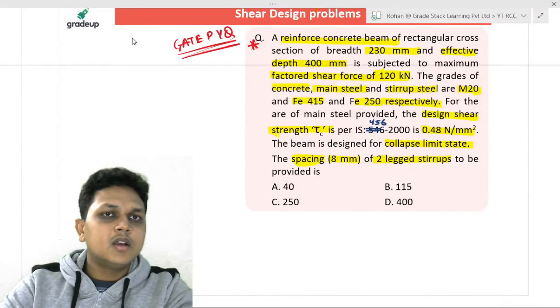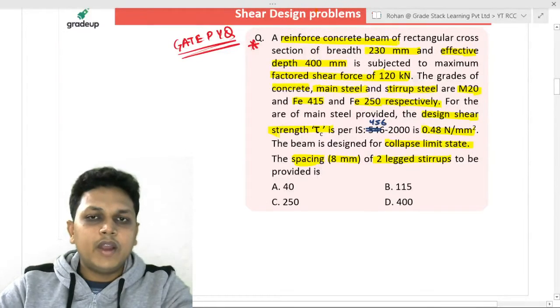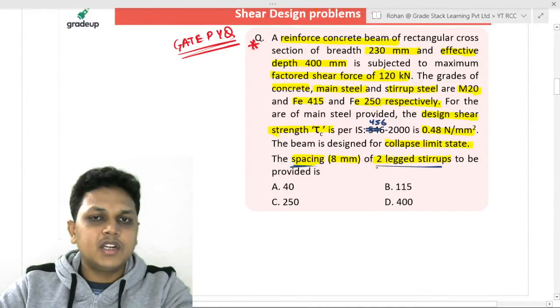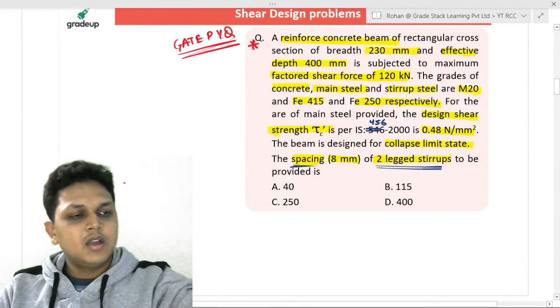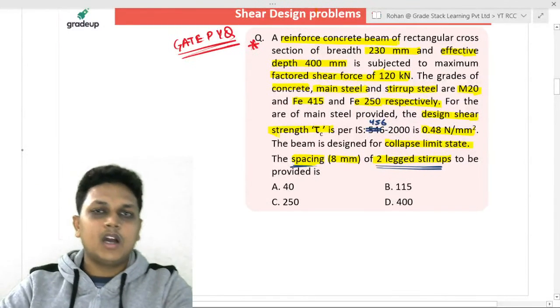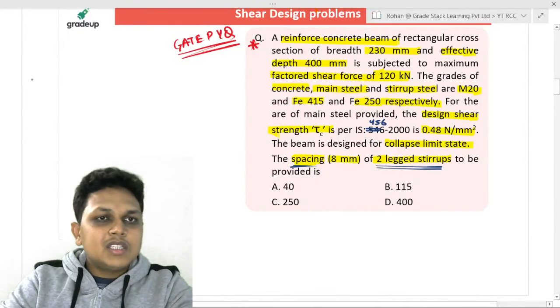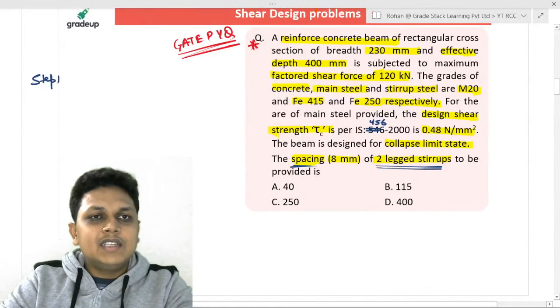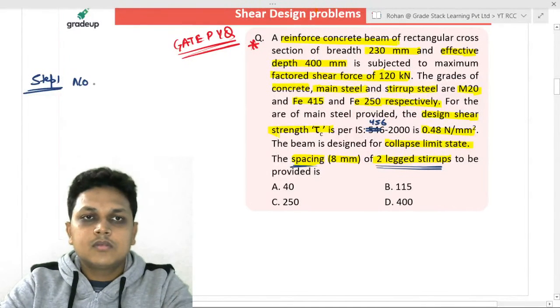Okay, so now you have to find out the spacing of two-legged stirrups that shall be provided for this beam. Now let us understand the concepts behind how to design a section for shear. In step 1, while designing any section for shear, we find out the nominal shear stress.